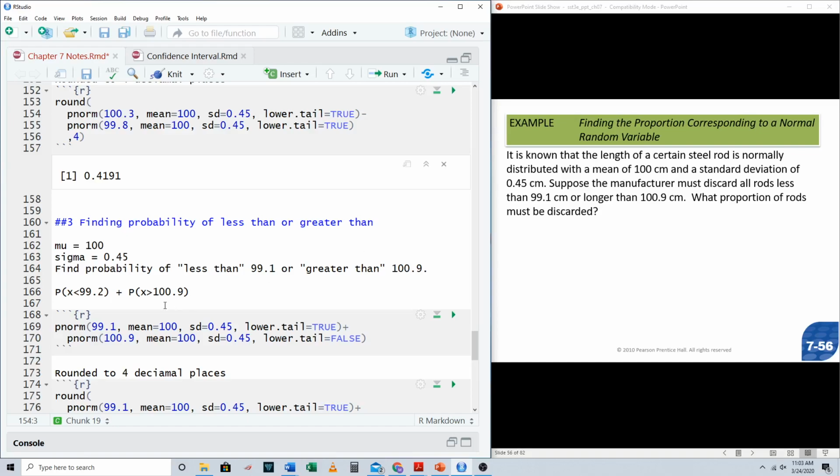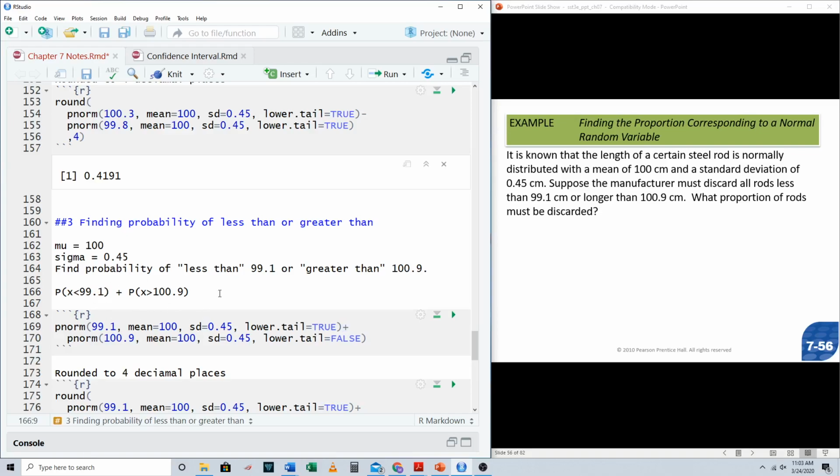So here we have 100 steel rods, sigma equals 0.45 still, and here the probability of less than or greater than. Or just means we add. That's it. We just find both. So it doesn't matter what order you put this in. I think I wrote that wrong. It should be 99.1, not 92.